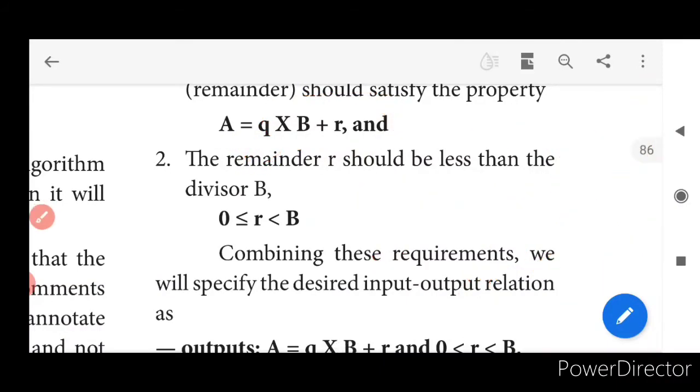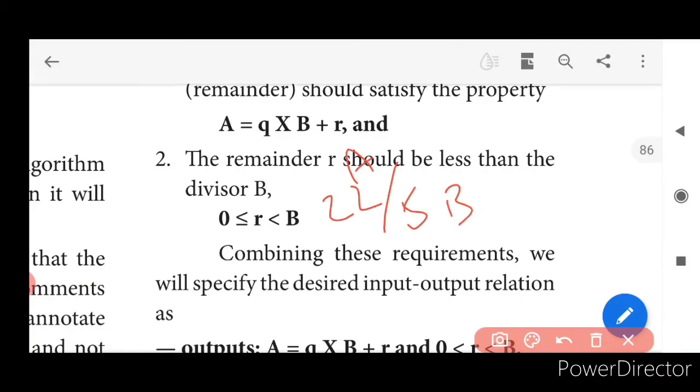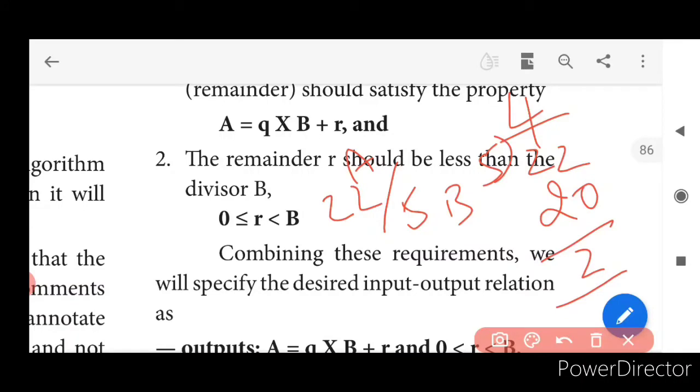Let me repeat. It was like this: 22 divided by 5. The first value is the a value and this is the b value. On dividing, what will I get? 22, 5. 5 4s are 20. The remainder that I got is 2. This is my remainder. And 5 is my b value and 4 is my quotient.